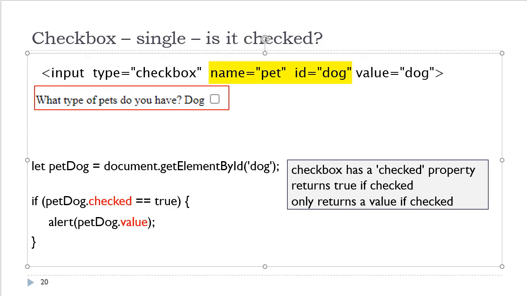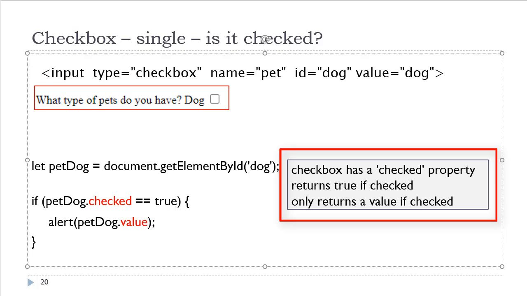So typically, when it comes to working with checkboxes or radio buttons, the ID values are different and the name values are the same. Now, because the user just clicks into this box, they don't type anything, we need to code in a value inside that input element indicating what that click means. And in this case, I have value equals dog.